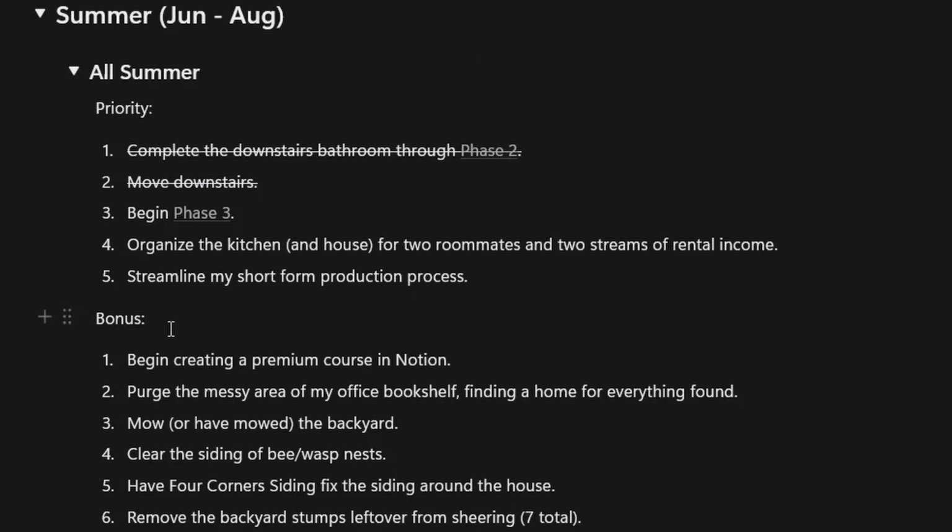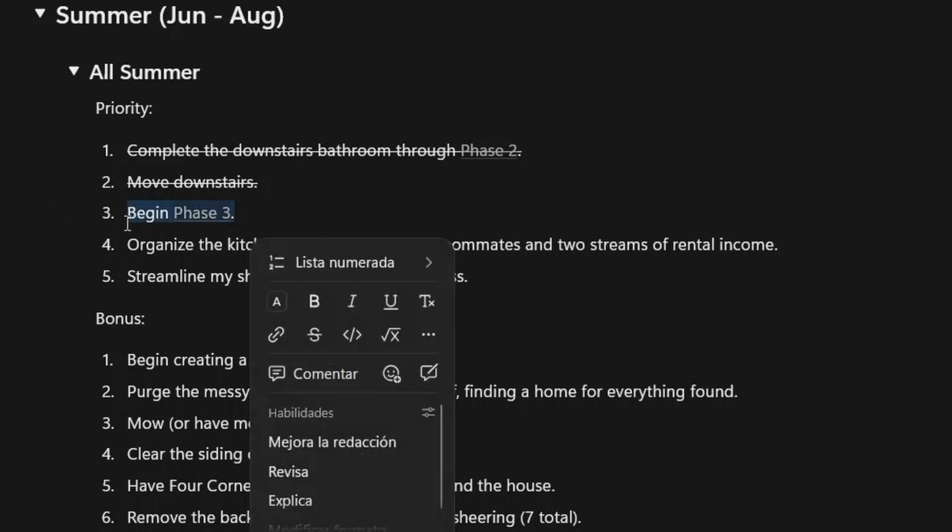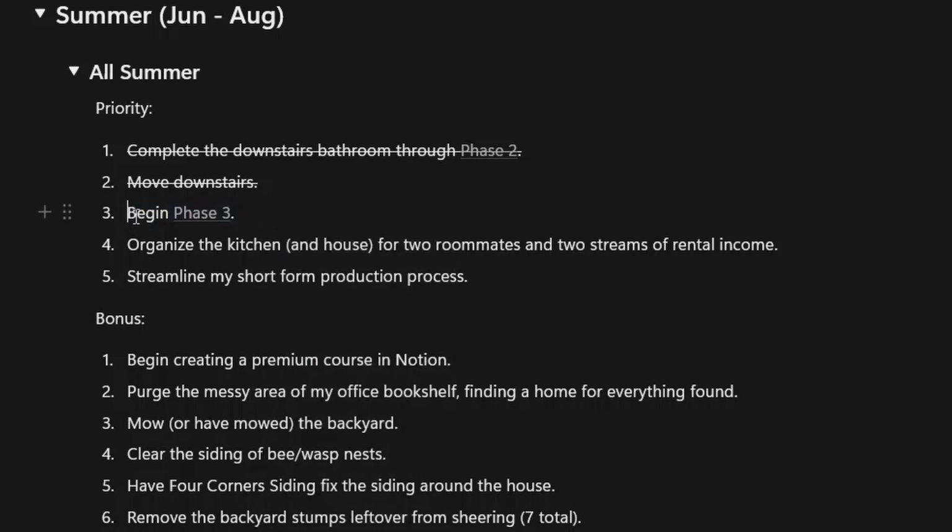What is it that I want to focus on? I look and I see my next priority goal is begin phase 3. That is phase 3 of my bathroom renovation project. This is actually a link to a whole series of checklists where I've been experimenting with breaking down the entirety of large projects like an entire bathroom renovation.